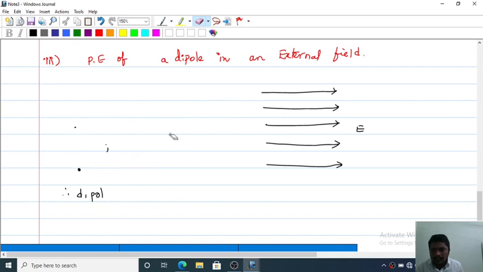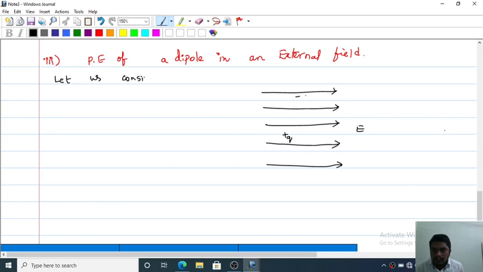It is a system of equal and opposite charges. So a dipole has two charges. I want to bring minus q. First I am bringing plus q, from infinity to point r1.